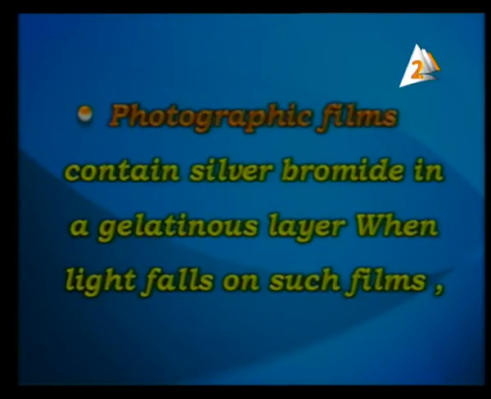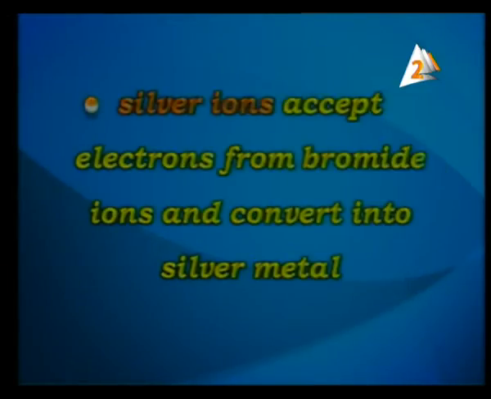My lovely students, you must know photographic films. Oh, this word goes back to the light. What do you think? Photographic films contain silver bromide in a gelatinous layer when light falls on it, such as films of cameras that we use to take photographs. It's good. Now, silver ion accepts electrons from bromide. The bromide ion and silver ion together convert into silver metal. That's what I need.